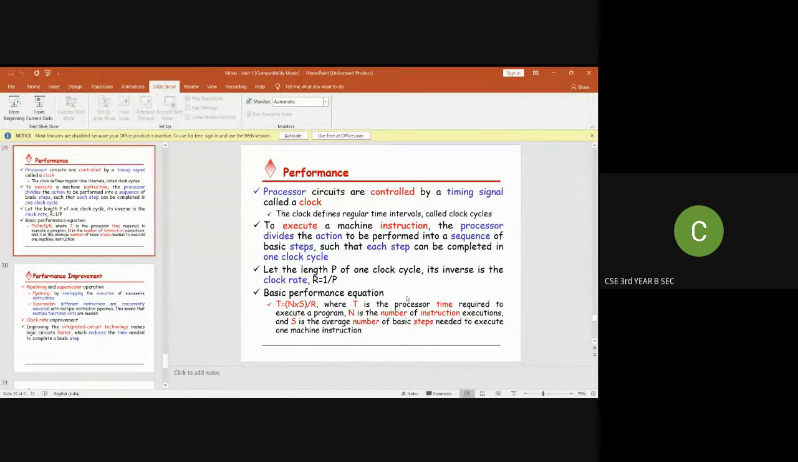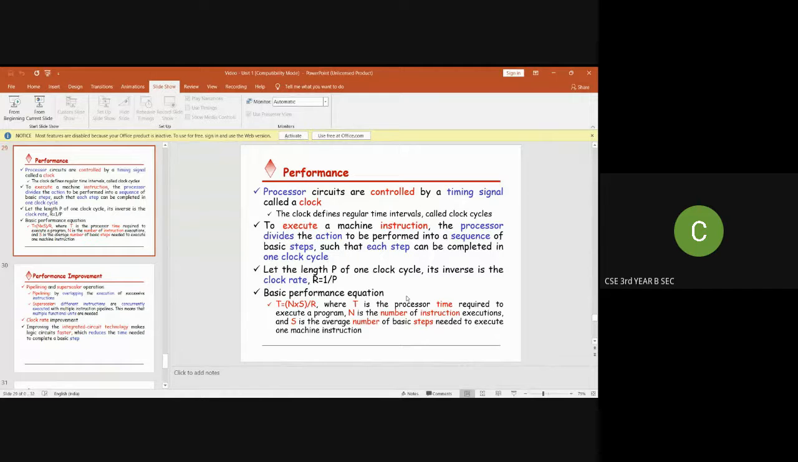To execute a machine instruction, the processor divides the action to be performed into a sequence of basic steps such that each step can be completed in one clock cycle. So, if we have some instruction, the whole instruction cannot be executed in one clock cycle. The big, complex instruction is divided into a sequence of basic steps. Each of these basic steps is executed in one clock cycle, so that we can execute the whole instruction in the number of basic steps into which we divided it.